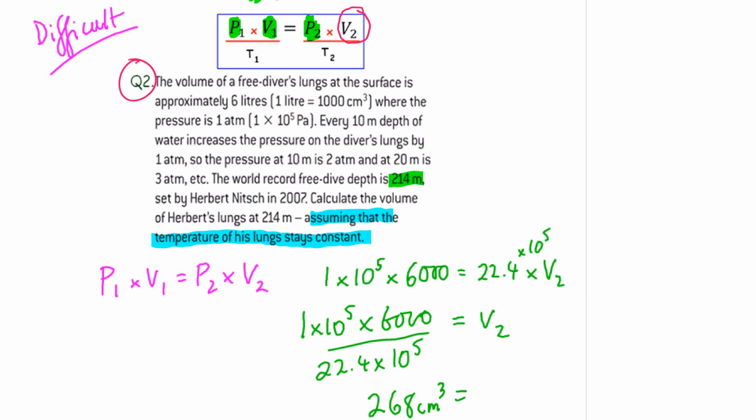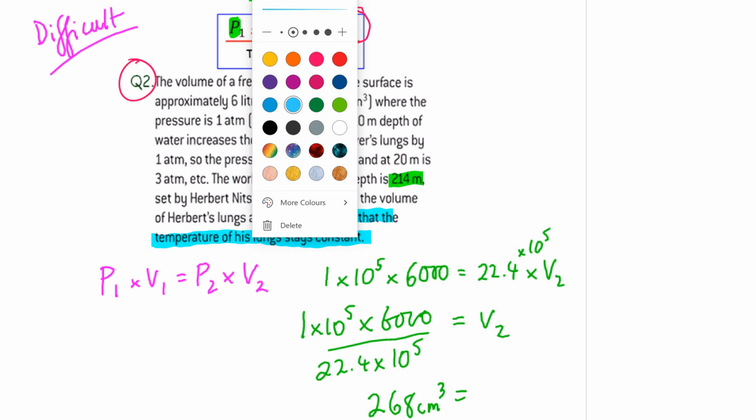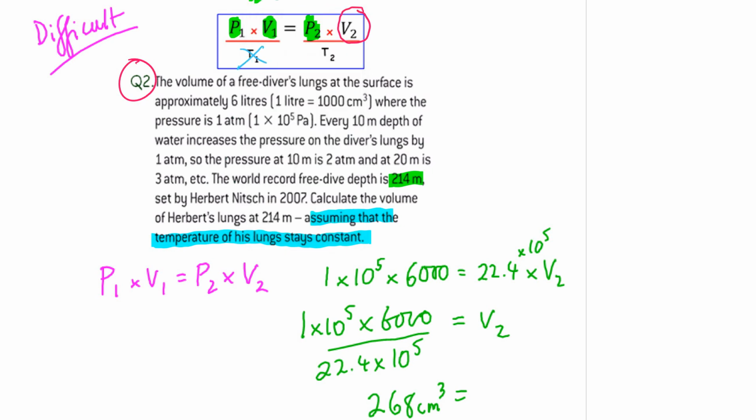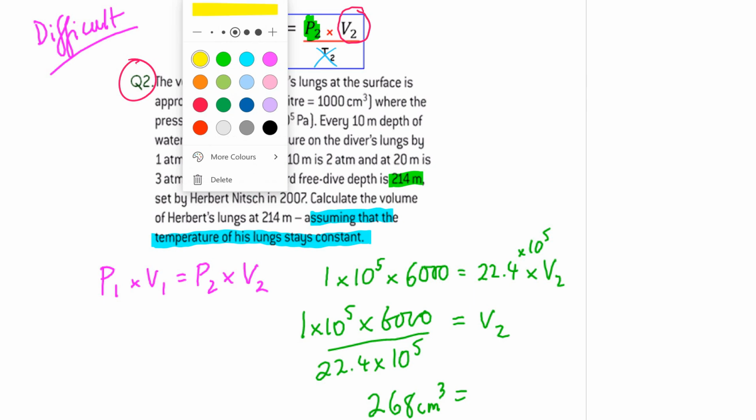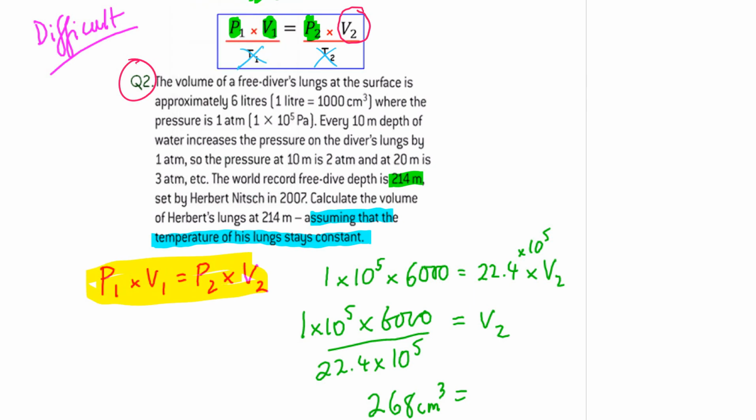So we can cross out T1 and T2. So we get this equation here. That's what we're going to be using. P1 times V1 equals P2 times V2. So let's put the numbers in now. Pressure 1 at the start, 1 atmosphere, 1 times 10 to the 5 pascals, multiplied by the volume in centimetres cubed, 6,000.